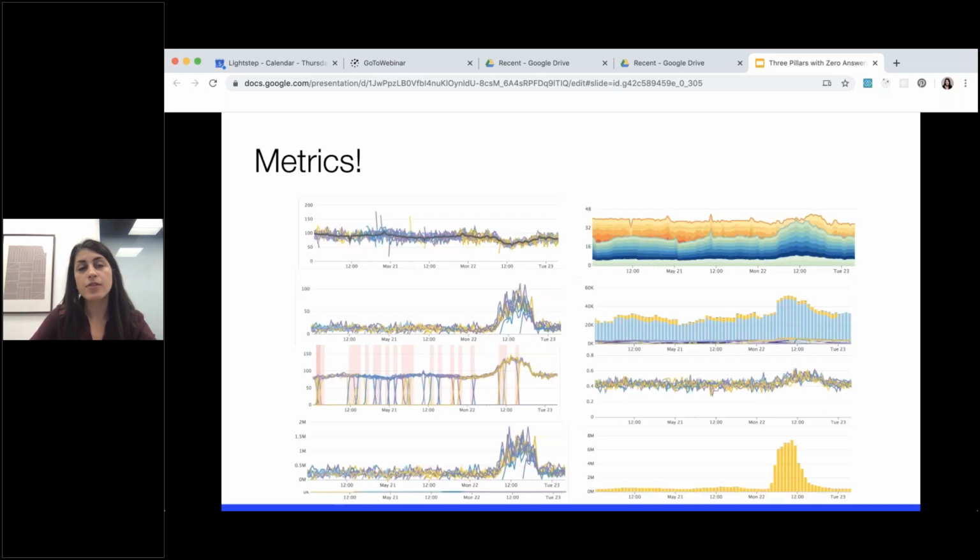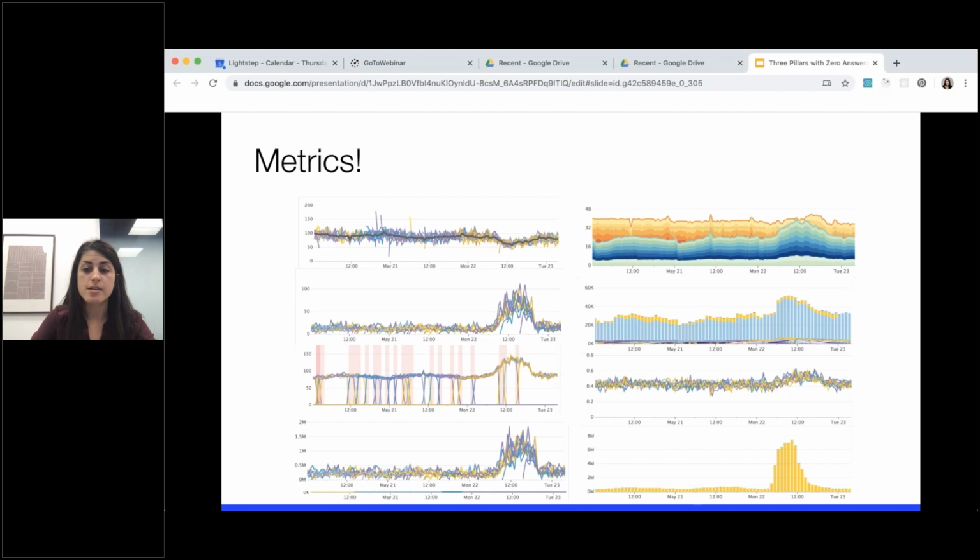So before I dive into the flaws of these 3 pillars, I wanted to give a quick overview of what metrics, logging, and tracing actually means. So here are some metrics. These are from our internal system at Lightstep. They're a bunch of squiggly lines. So essentially what you have here is like some statistics. You sample those statistics at some frequency and you draw lines between those samples and you get metrics like this.